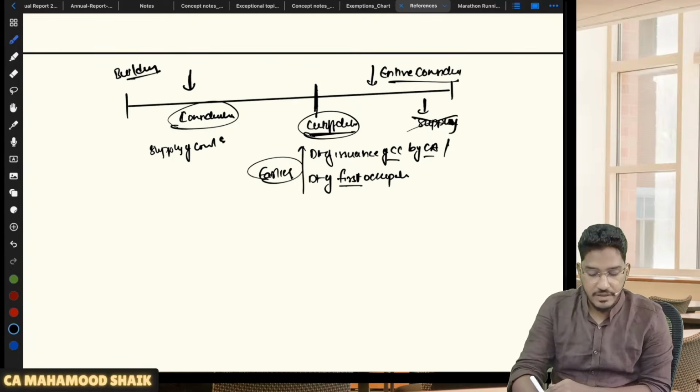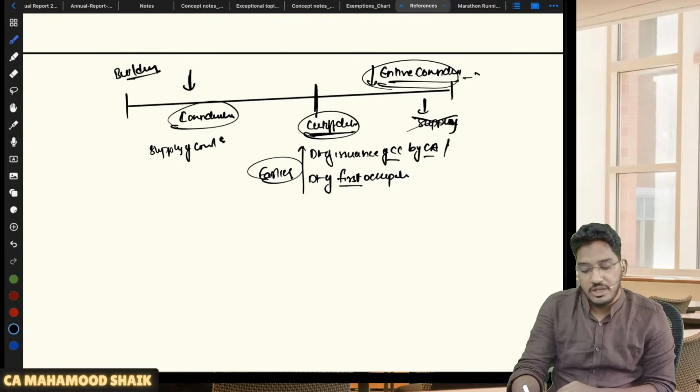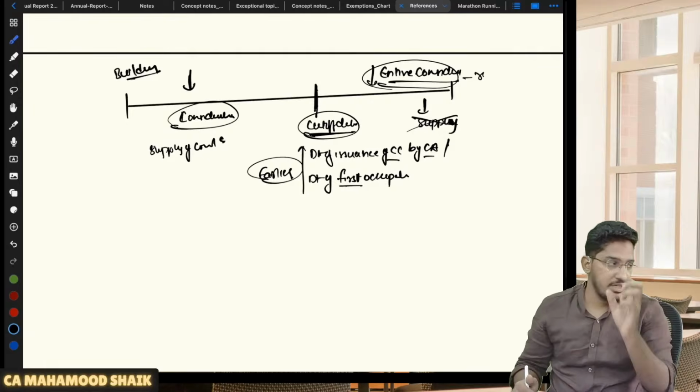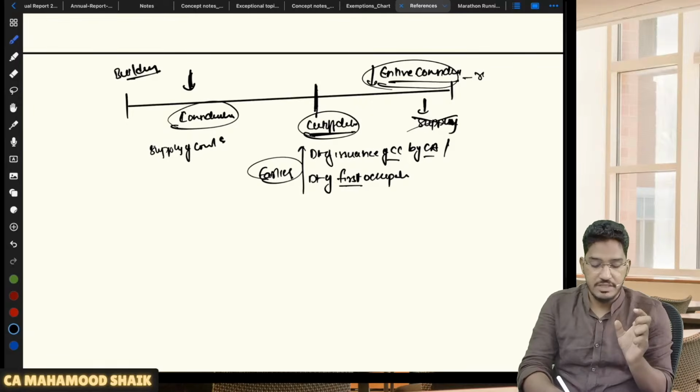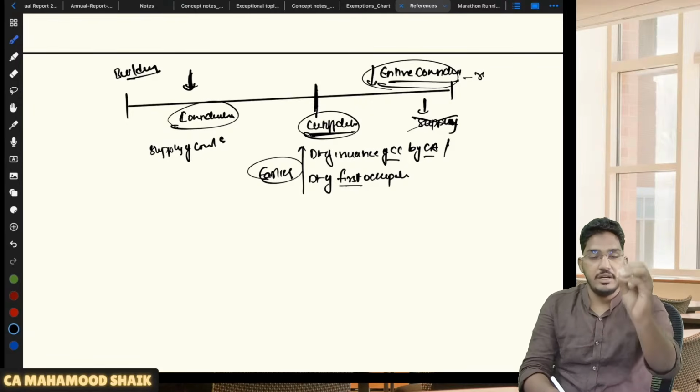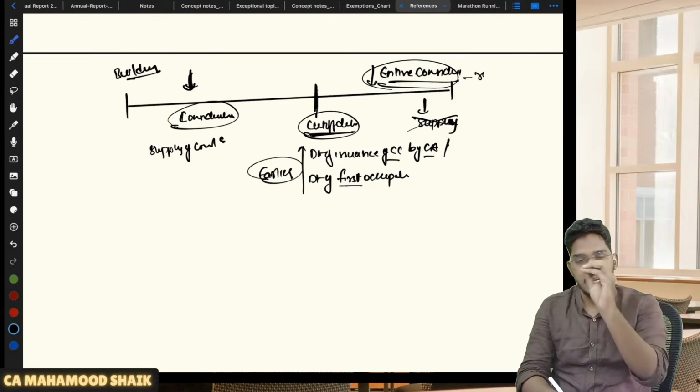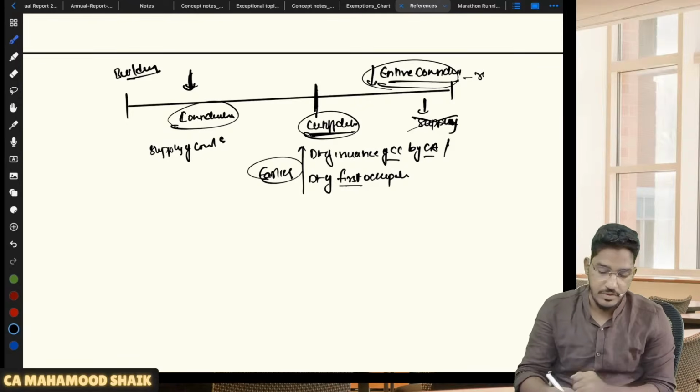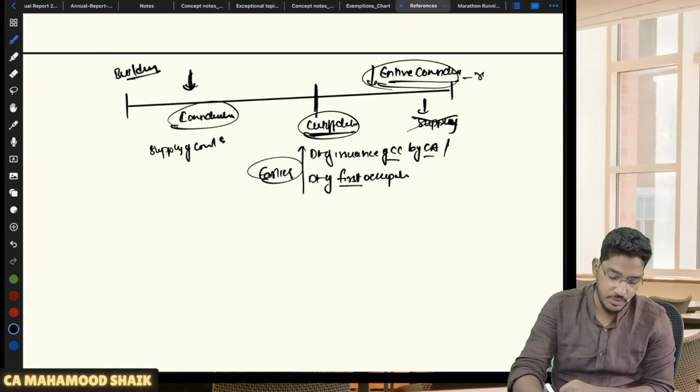So first you determine the cutoff date, then determine when the consideration is received. If the entire consideration is received after the cutoff date, it is not at all a supply. Even if a part of the consideration, even 1 rupee, is received before the cutoff date, it will be treated as supply of construction services, and the entire value will attract GST. Okay, so this is para number 5 of Schedule 3.